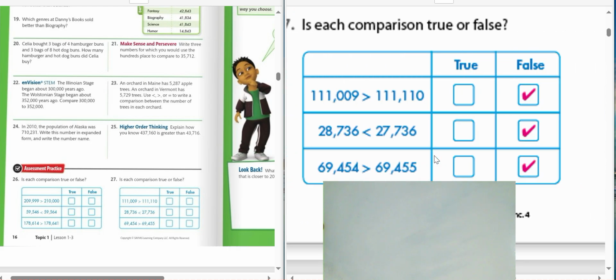Next question. True or false? 111,009 and 111,110. It's false, because 110 is greater than this number. Is this number less than this number or not? It's false, because 28,000 is greater than 27 and 69,000 is greater than this number. It's false, because we have here 4 and 4, and 5 and 5, and 4 and 5. Then 4 greater than 5 is false.